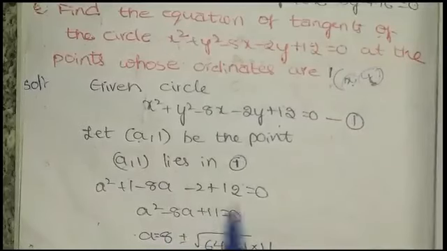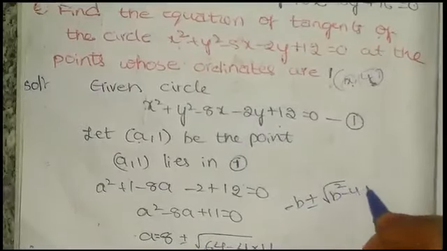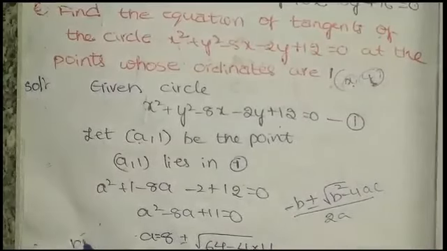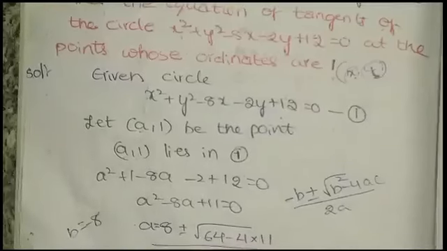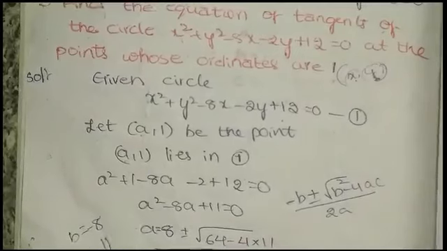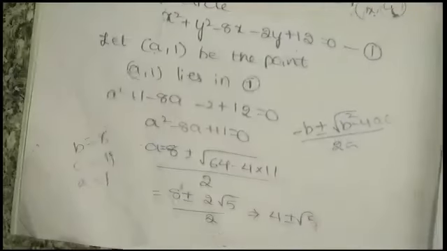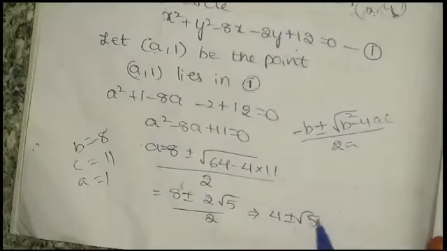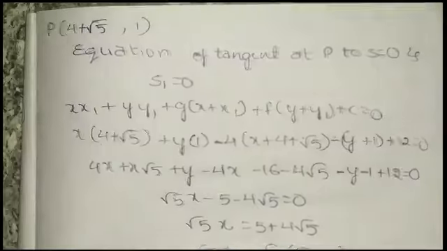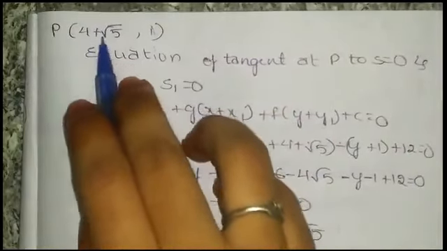This is a quadratic equation. We have the formula: minus b plus or minus root of b square minus 4ac, by 2a. Substitute: b is equal to minus 8, c is equal to 11, a is equal to 1. So substituting the terms, we will get 4 plus or minus root 5. Here we have two roots, one with plus and another with minus. Let us see both. Here the ordinate is already fixed, that is 1. First of all, take the one with plus, 4 plus root 5.